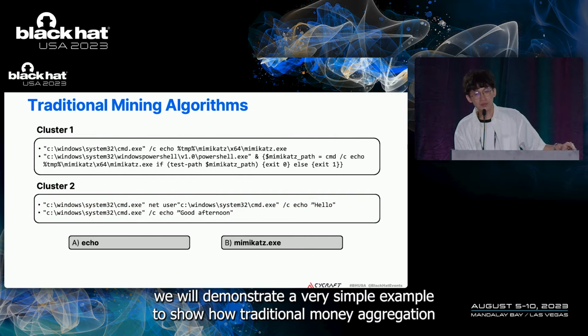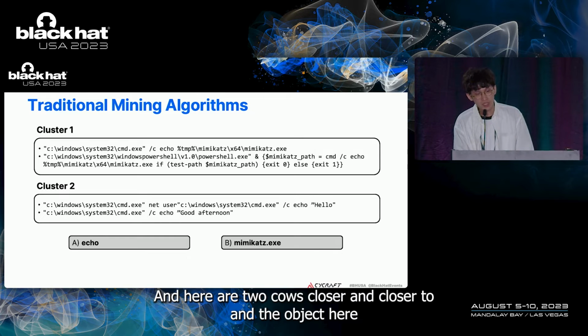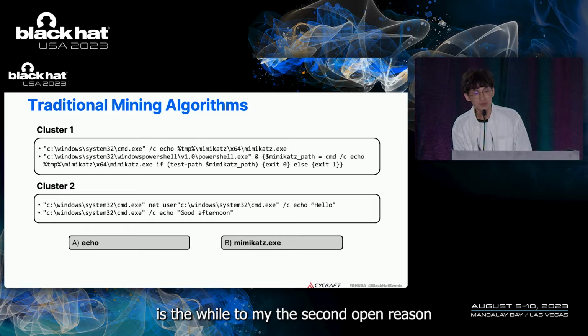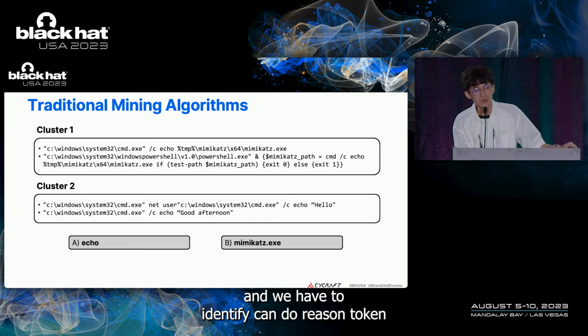And here we will demonstrate a very simple example to show how traditional mining algorithms mine the significant tokens with the two rules. Here are cluster 1 and cluster 2. The objective here is to mine the significant reason why these two command lines are clustered in cluster 1. We have identified two candidate reasons, token echo and token mimicast.exe.